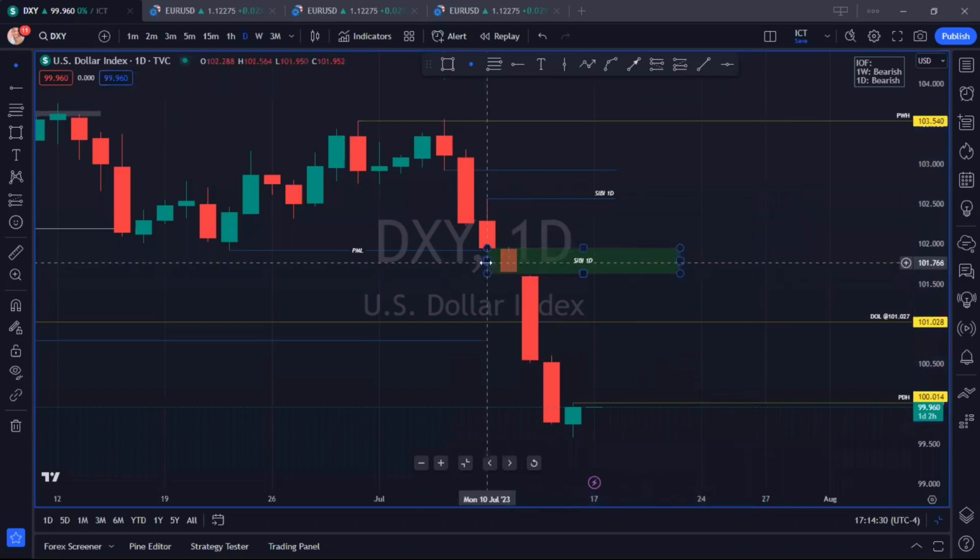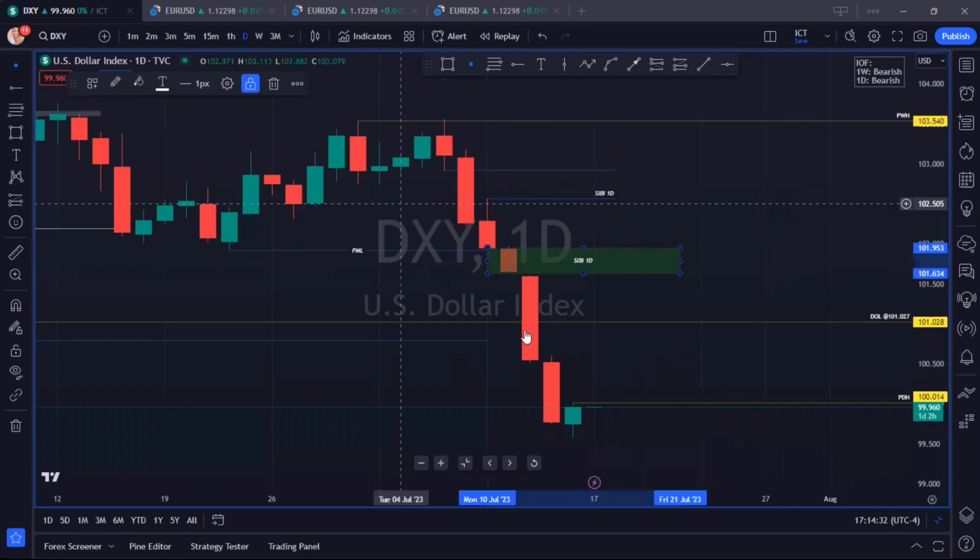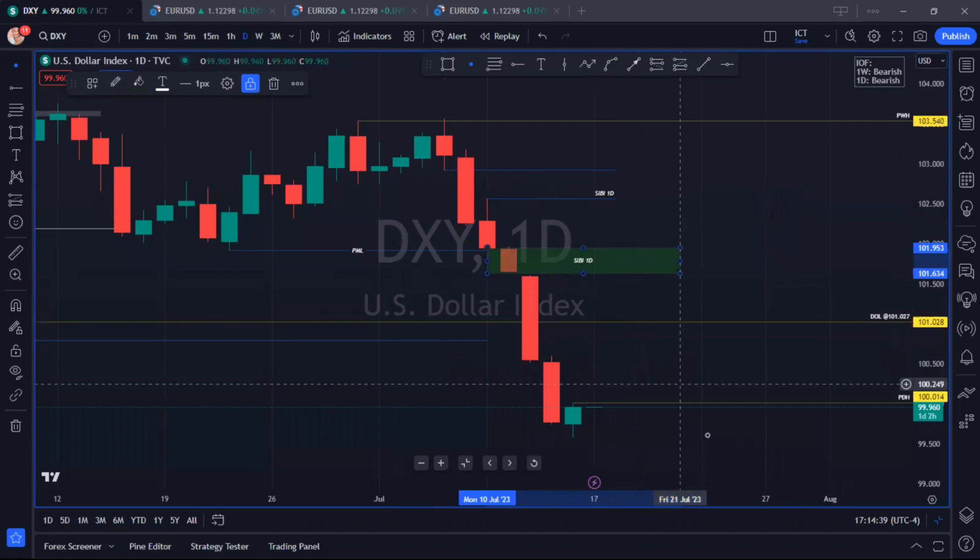Okay, so this is the first draw on liquidity here. But there is a gap here. What if price reaches this gap and there is a reversal? What do you need to do? You start selling. You're not price, guys. Pay attention. Do you hear me?